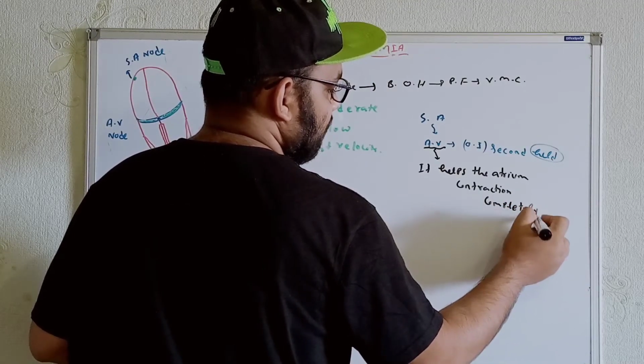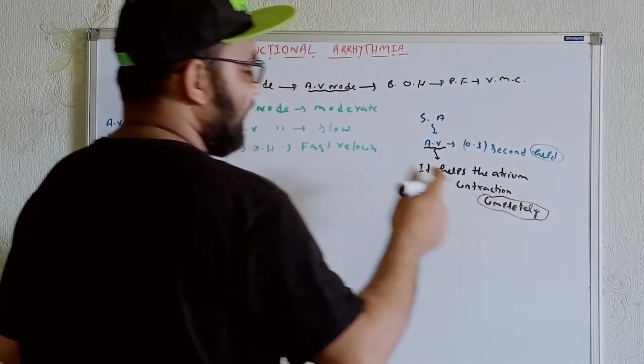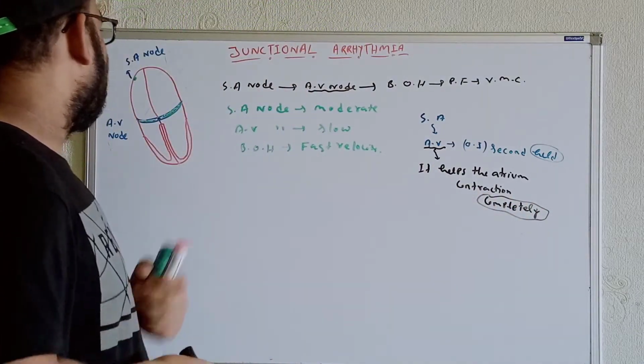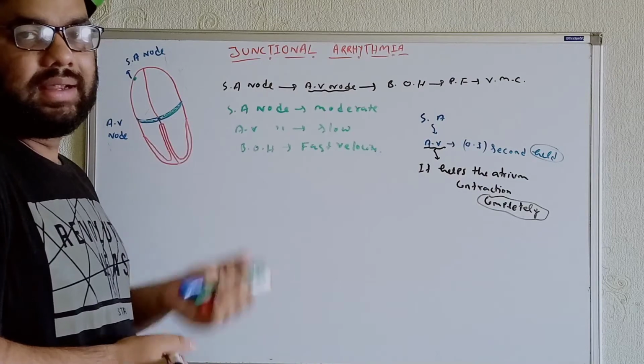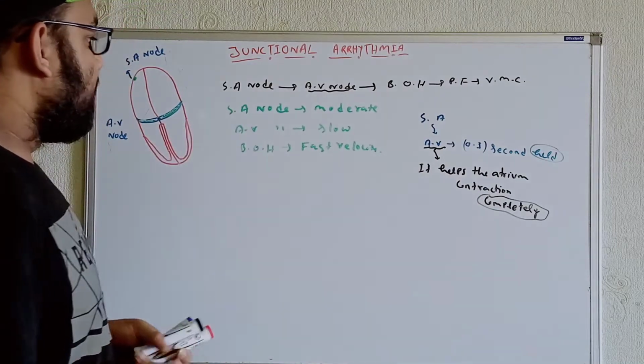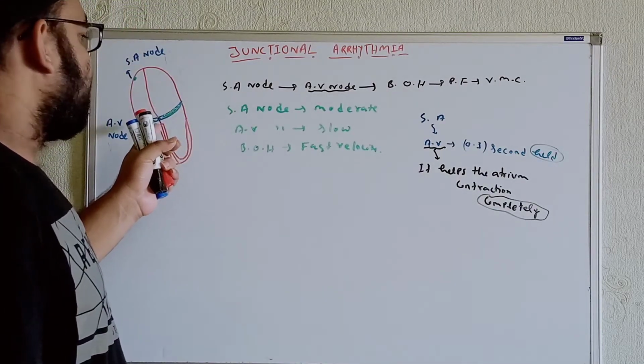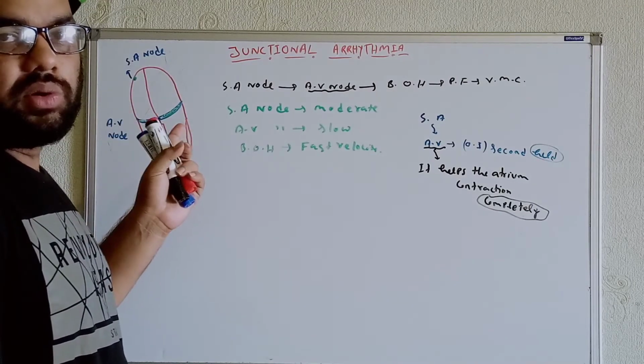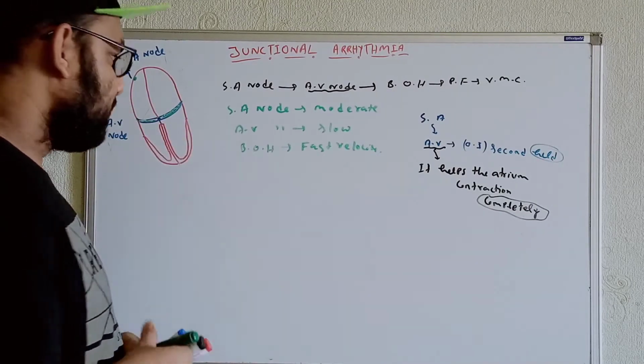Okay, try to understand from here. Whenever the atrial contraction is completed, the blood from the atrium is sent into the ventricles. Now we'll talk about why we get slower contractions within the AV node. Let's write it over here.